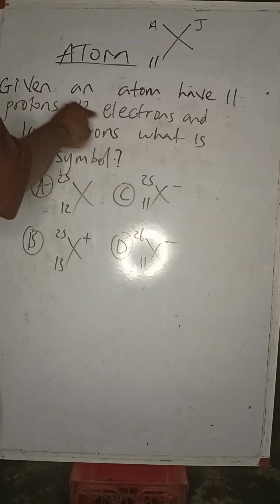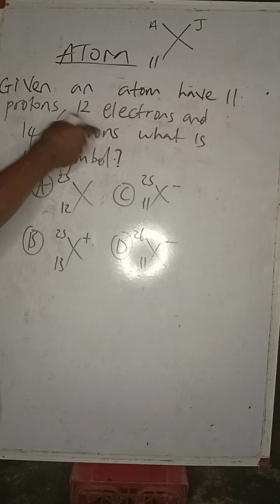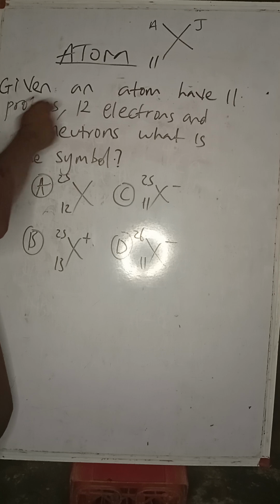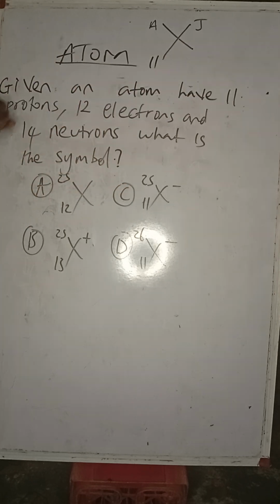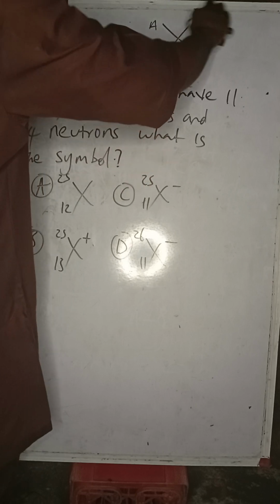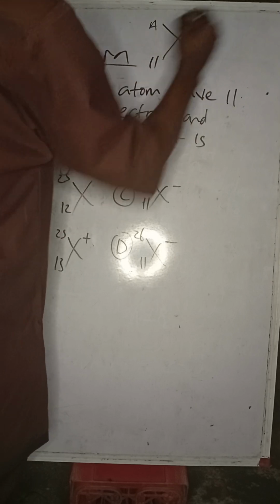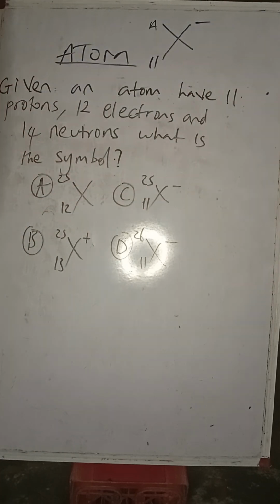Now ask, which is more? Electrons are more than protons. By how many? There are 12 electrons, there are 11 protons. It means the electrons are more by one. So it is a negative charge. So how many negative charges? Just one, because electrons are more than protons by just one.